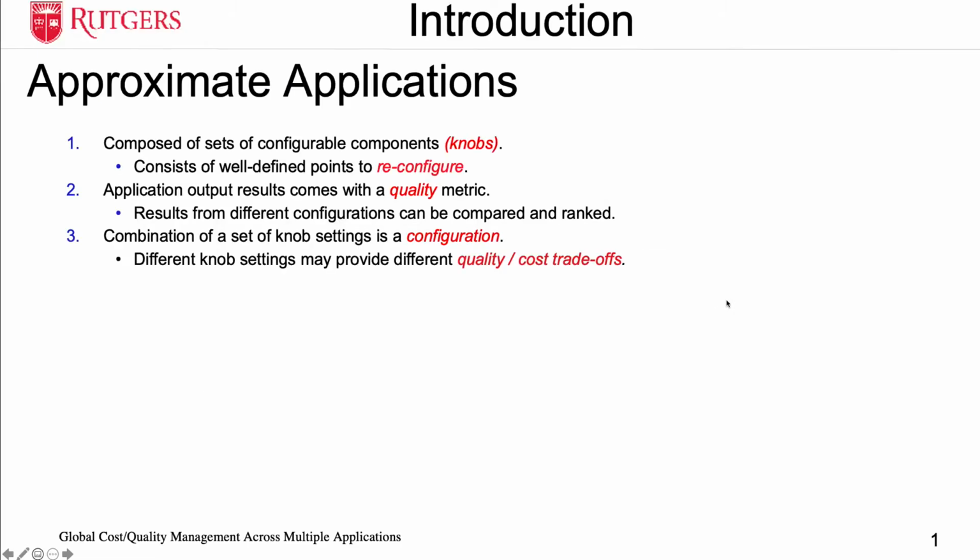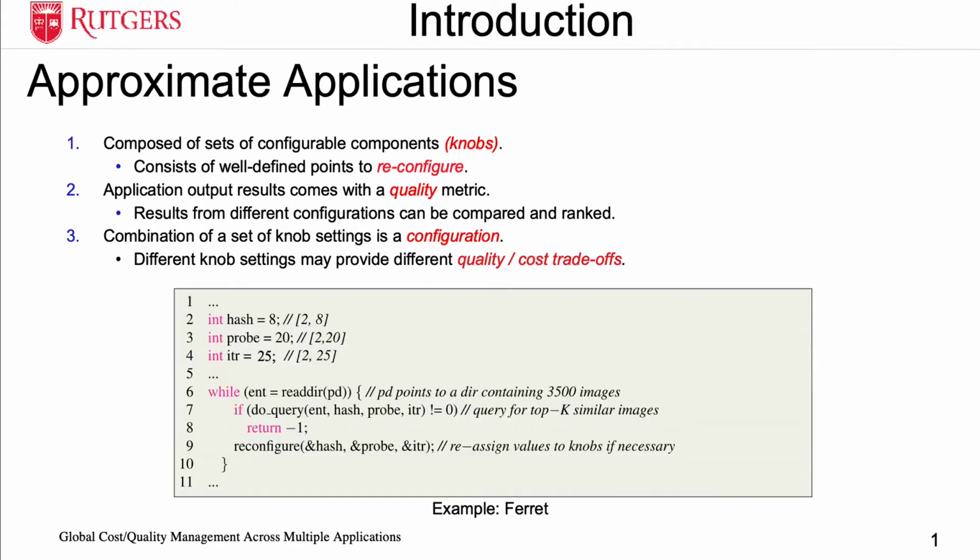Hi. This work looks at optimizing resource-constrained applications that can trade output quality for the execution cost. For example, one of our benchmark applications, Ferret, is an image query application that will iterate through a list of images in a folder and query a database to generate the top k similar images for each query image. The result is in the form of a ranked list per image.